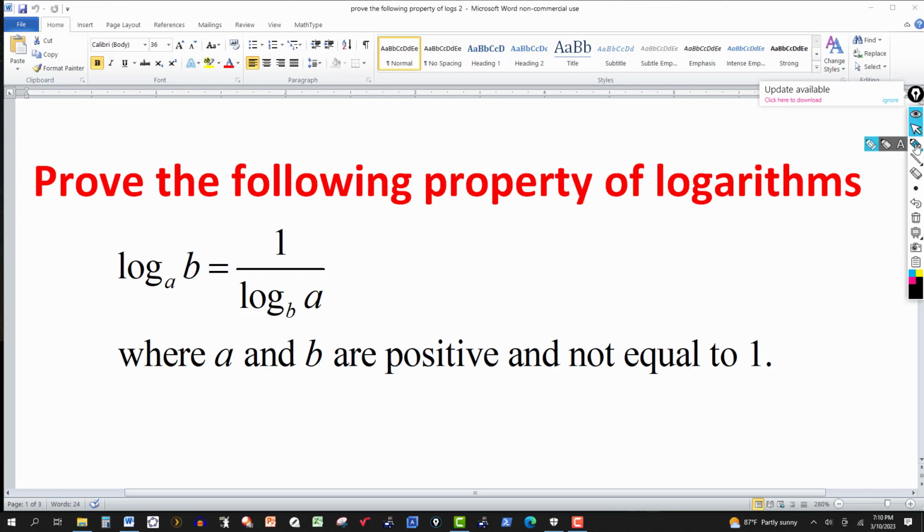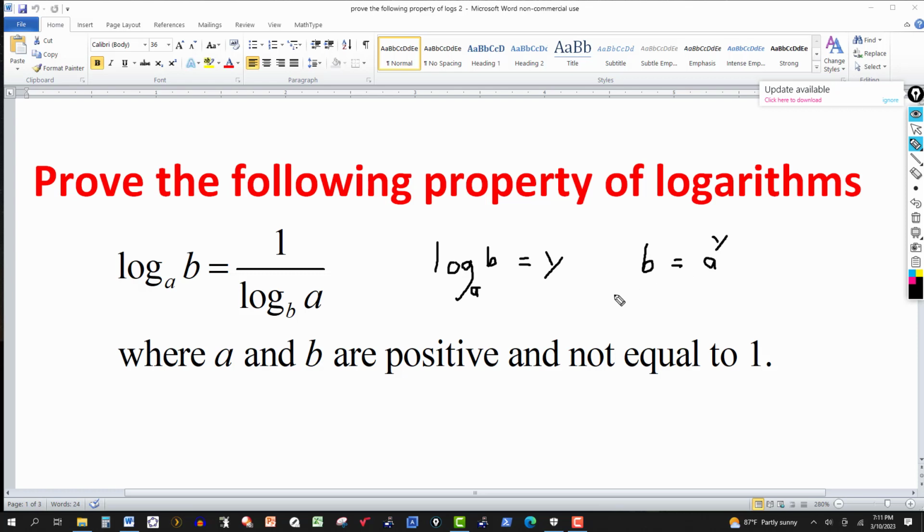So let's do it this way. A couple of ways to do it. One way to do it is say the log of b to base a. We want to show it's equal to 1 over log of a to base b. But let's just call this y for now. Let's let log of b to base a equal y. Then, using the definition of log, we know that b has to equal a to the y power.